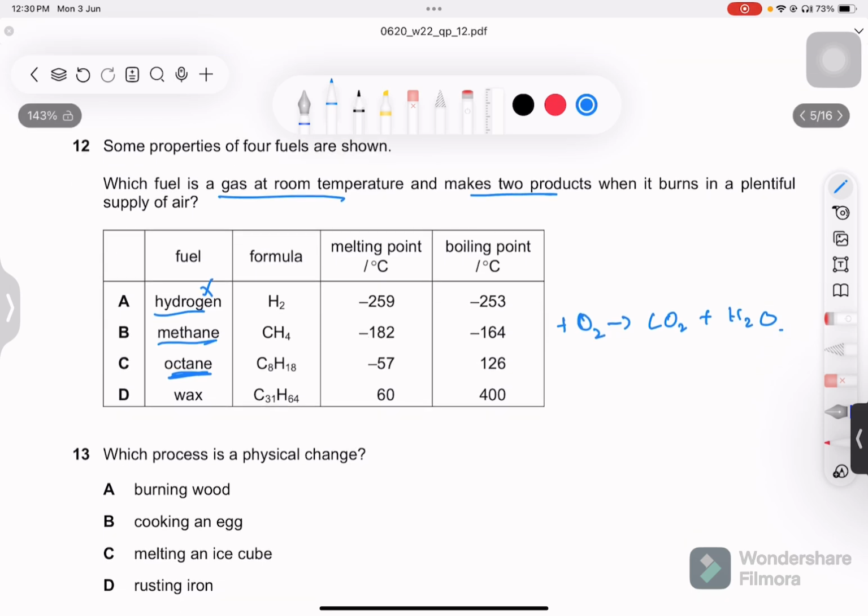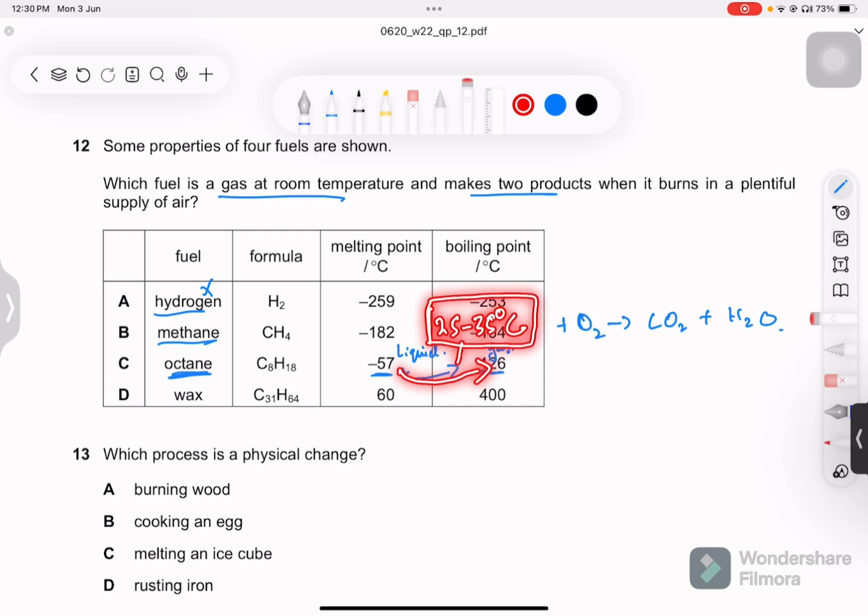Octane is not a gas because if you look at the melting point, this is minus 57, which gives us the evidence that it is a liquid. It turns from a solid into a liquid at this point, and when we heat it further, when we reach 126, then it turns into a gas. So between -57 and 126, it is still a liquid. So the room temperature is approximately 25 to 35, if we say. So between these temperatures, it is what? A liquid. At room temperature, it is a liquid.